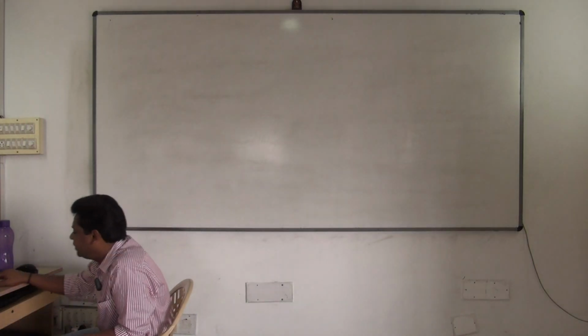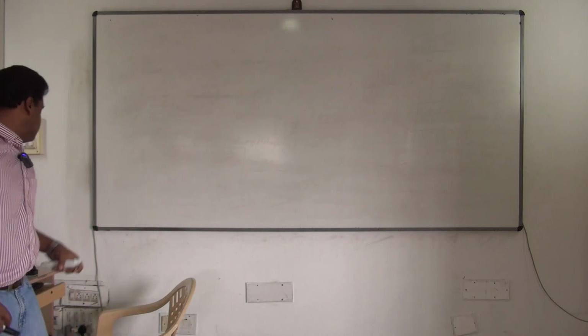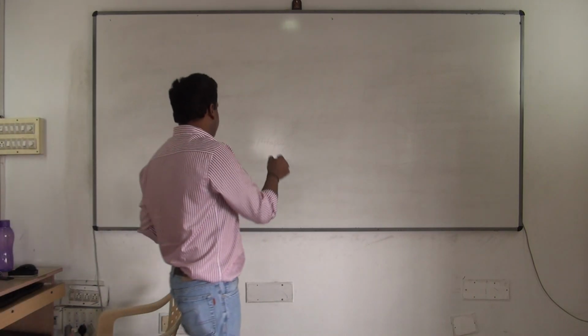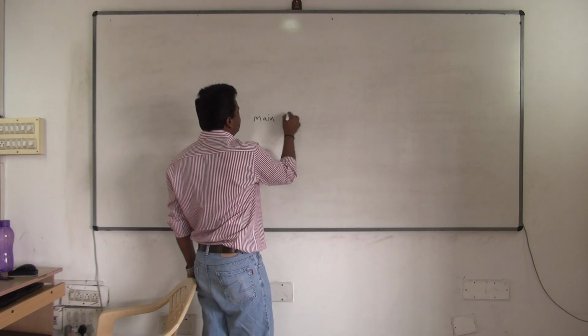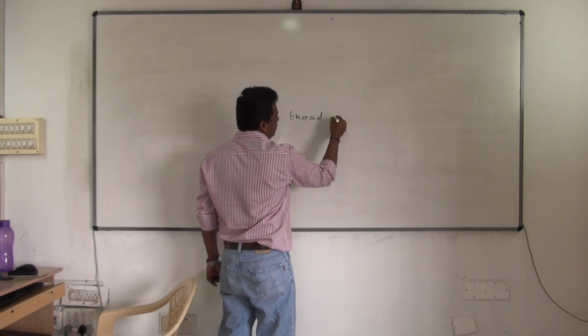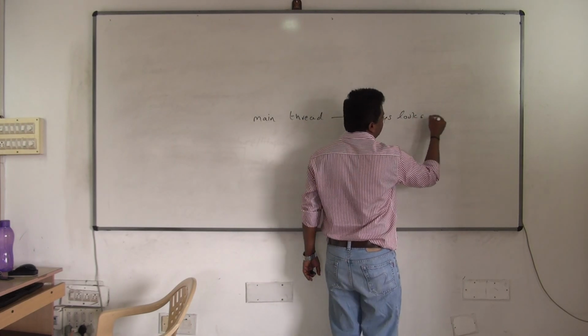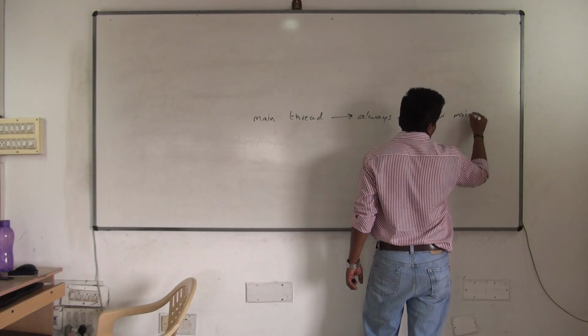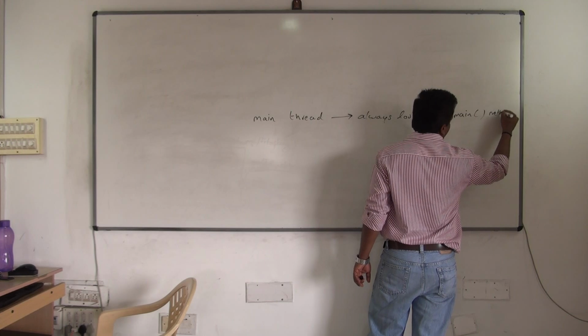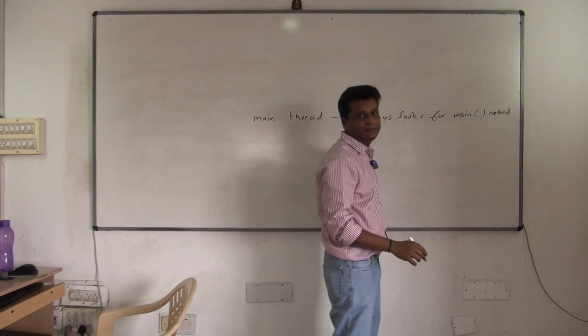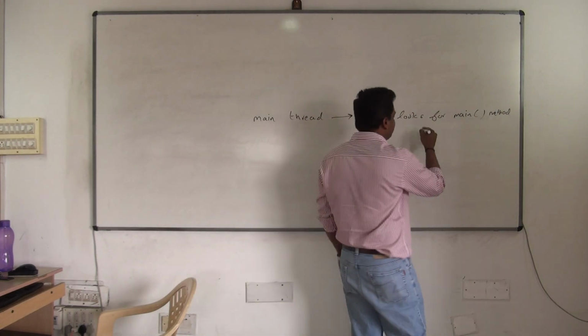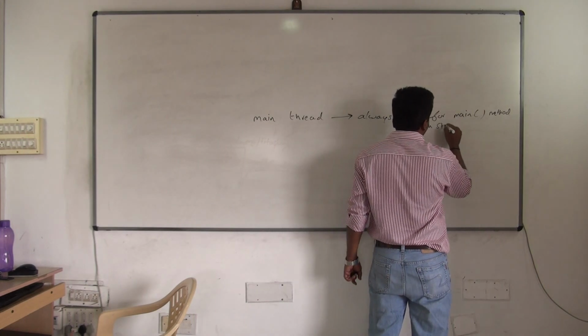See this. One last thing we'll see now. The main thread, remember this, do not forget. This is the summary of what you are seeing today. The main thread always looks for the main method. Remember that. Main method with String args. It is compulsory to look for the main method with a String array.